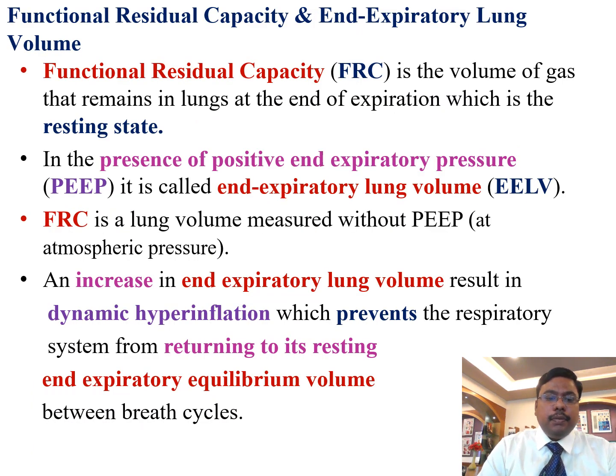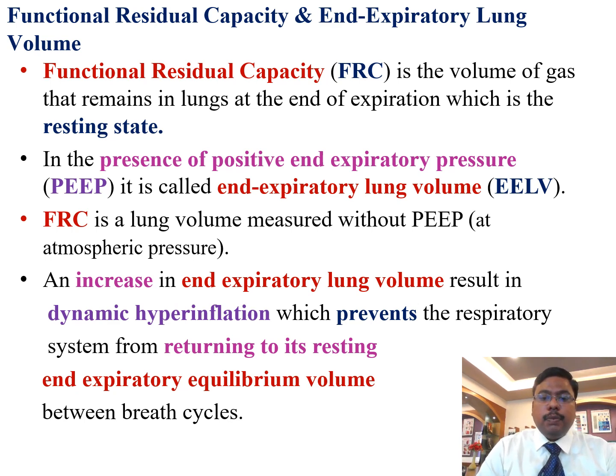Functional residual capacity and end expiratory lung volume. Functional residual capacity is the volume of gas that remains in lungs at the end of expiration, which is the resting state. In the presence of positive end expiratory pressure, PEEP, it is called end expiratory lung volume. FRC is a lung volume measured without PEEP at atmospheric pressure.